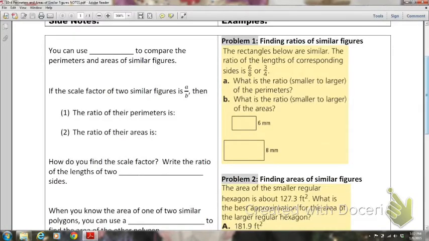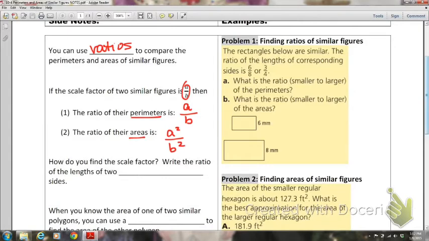The objective of this lesson is to find the perimeters and areas of similar polygons. You can use the ratios to compare the perimeters and areas of similar figures. If the scale factor of two figures is A over B, then the ratio of their perimeters is also going to be A over B, and the ratio of their areas is going to be A squared over B squared.